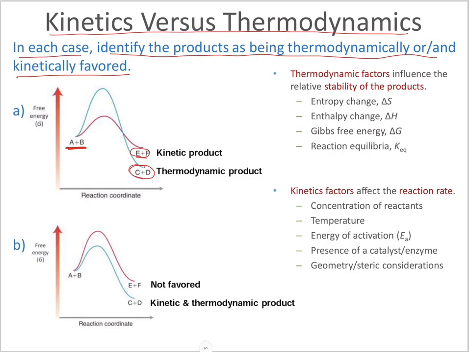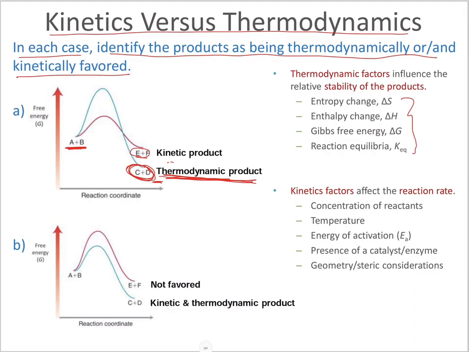Thermodynamic factors are those that help us to predict the stability of the product. So there are these 4 that I already gave you guys in the notes. So in order to find out if the formation of the product is thermodynamically favored, we look at the energy, the delta G. If it has the lowest delta G, we are going to say it is the thermodynamic product. Lowest delta G, thermodynamic product, okay?